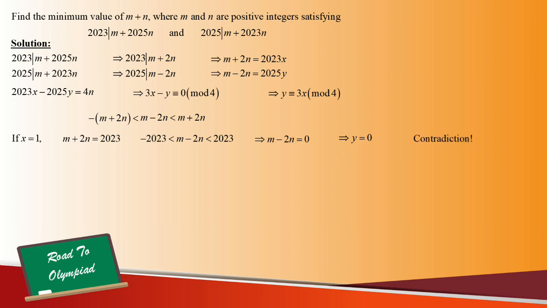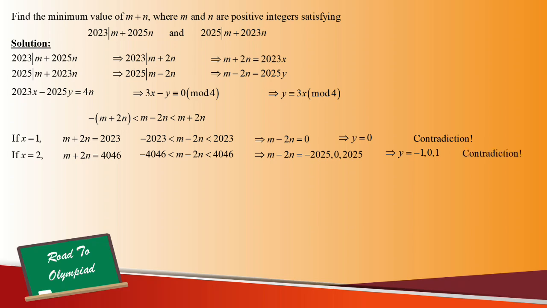If x is equal to 2, we have m plus 2n is equal to 4046. By a similar argument, we can find out that m minus 2n must be negative 2025, 0 or 2025, which correspond to the values of y: negative 1, 0 or 1. But for x equal to 2, y must be congruent to 2 mod 4 as well. So again, we have no solutions here.